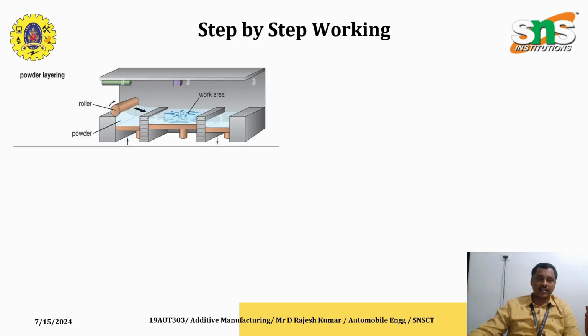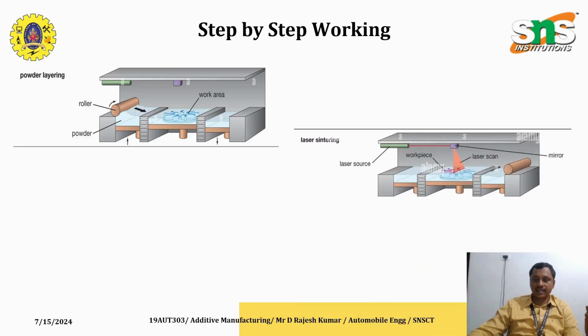So the first step is powder layering. You can see the diagram. The powder is distributed evenly on the work area. The second step is the laser sintering. After distribution or the laying of the powder by the roller, the laser is about to scan the geometry of the uploaded 3D model.